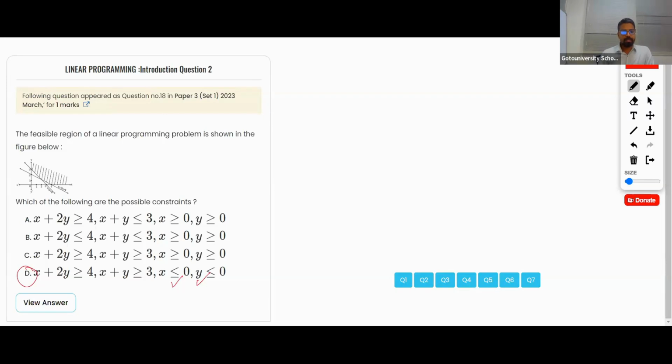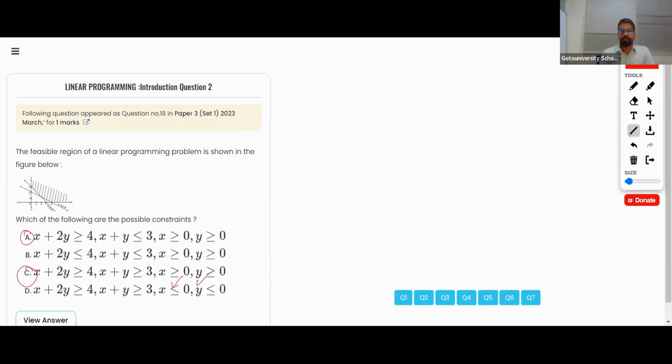Okay, so now I need to look at B because we have a line graph like this.